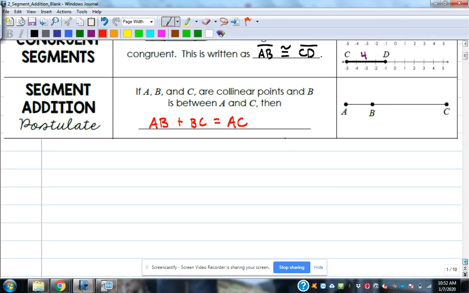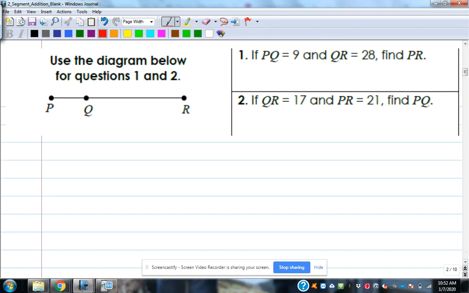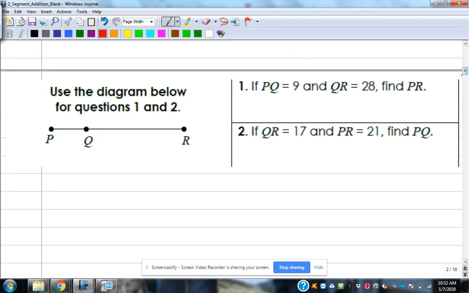So this is where just some basic stuff comes in. We're going to use this same diagram for number 1 and number 2. Over here on the left, they've got a picture drawn. They've got points P, Q, and R are collinear with Q between P and R, is what the description would be. And it says if PQ is equal to 9 and QR is equal to 28, find PR. And notice that none of those have the segment bar over the top of them. So they're only talking about the lengths of them, not necessarily the objects.